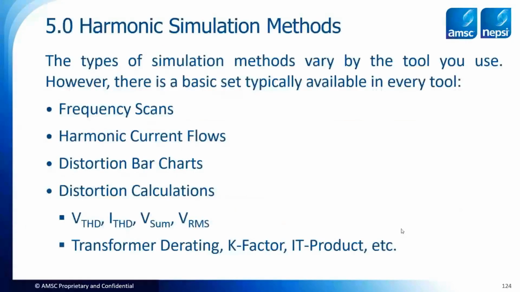Okay, now, actual simulation methods. What are the key methods we are going to use? Now we've got this background for modeling. We kind of understand, we've got this foundation set for each of the components, how they're going to behave. What are those key tools that are typically used for harmonic analysis? They are frequency scans, harmonic current flows, distortion bar charts, and distortion calculations that turn into metrics like total harmonic distortion of voltage and current, summation, RMS, transformer deratings, K factors, etc.